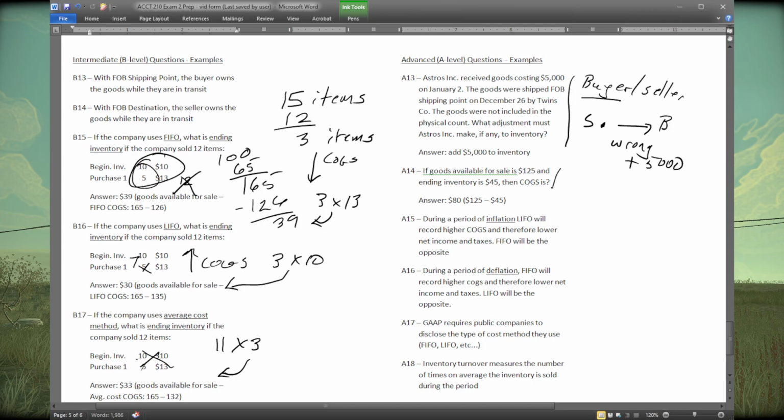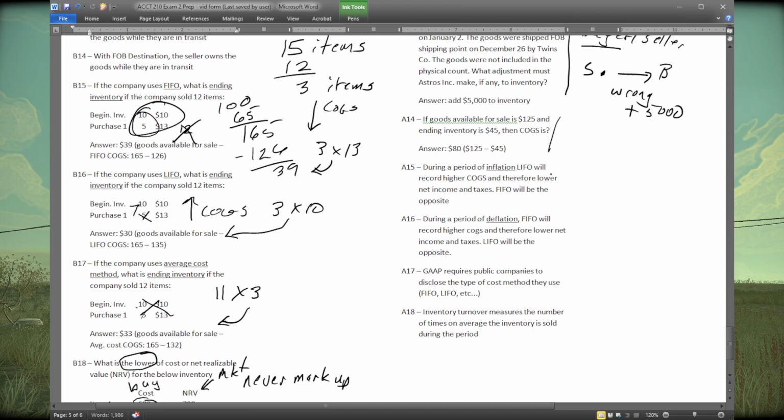Goods available for sale. This is just making sure you understand the inventory equation. During periods of inflation and deflation, these are tougher. I'd say the thing to focus on is the reason why LIFO was created is that during inflation times, LIFO would lead to lower net income and therefore lower taxes. That was the purpose of it.